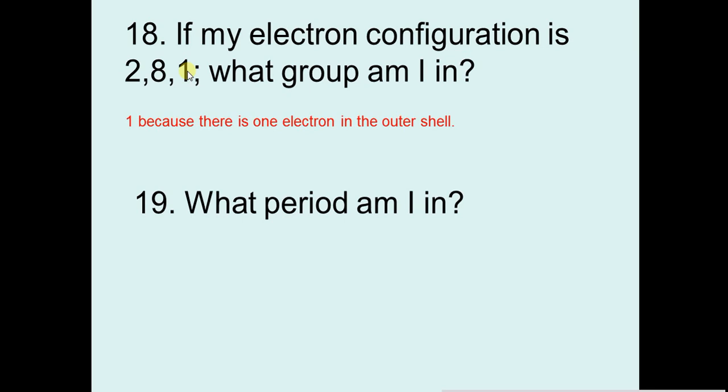Next question asks what period it's in. So again, we can use this electronic configuration here. The fact that there's 1, 2, 3 shells, okay, so 2 electrons in the first shell, 8 in the next, 1 in the final shell, that's 3 shells in total, suggests that it's in period 3.